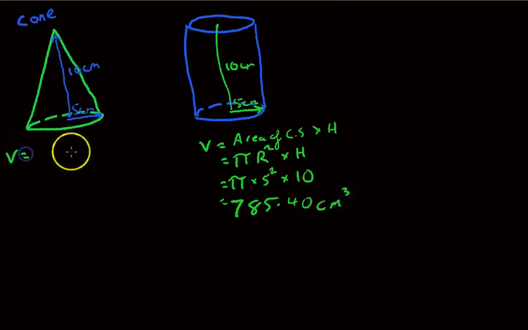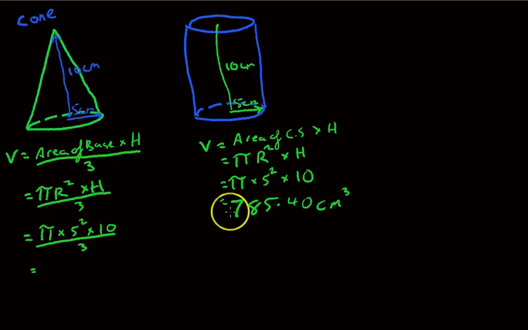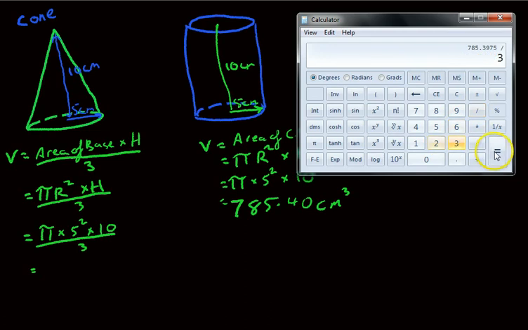Okay, so the volume of a cone is going to be equal to the area of the base times the height divided by 3. Okay, so it's a third of whatever that box would be. So the area of the base, again, is pi r squared times the height, which is there, and then divide the whole thing by 3 again. So we get pi times 5 squared times 10 divided by 3. Now that's going to equal whatever that was divided by 3. So let's try that out. 261.80.